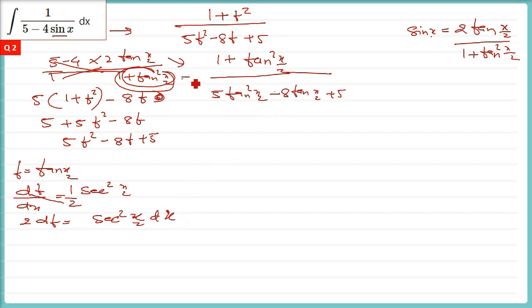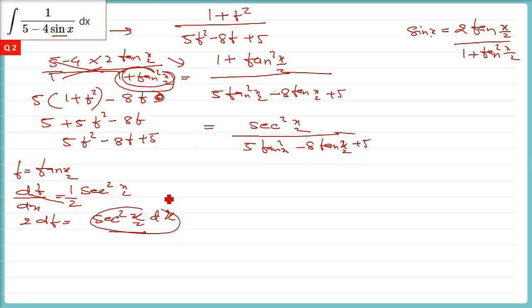Now this numerator 1 plus tan square x by 2 is already sec square x by 2, because this is the identity. So in place of 1 plus tan square x by 2 you can write sec square x by 2, and then in your denominator you have 5 tan square x by 2 minus 8 tan x by 2 plus 5, and this sec square x by 2 dx you can write as 2 dt now. So 2 dt, and because t was taken as tan x by 2, this will be 5t square minus 8t plus 5.